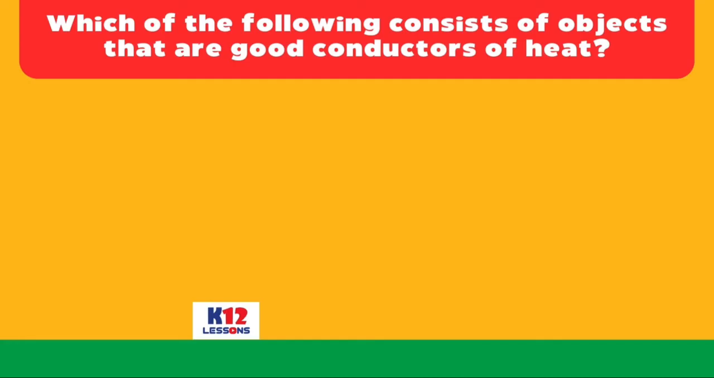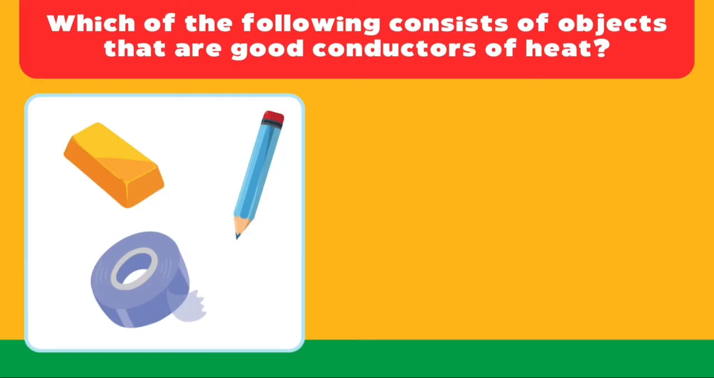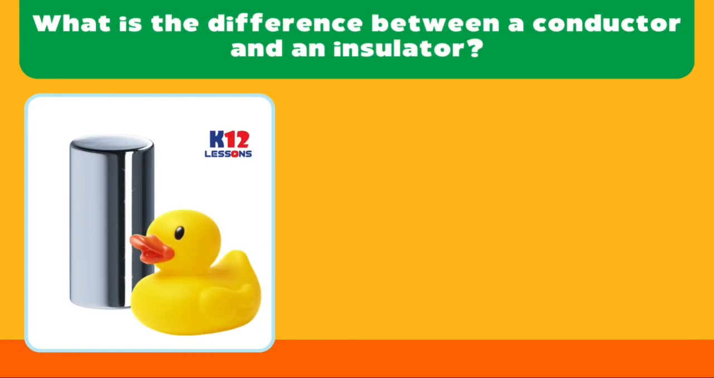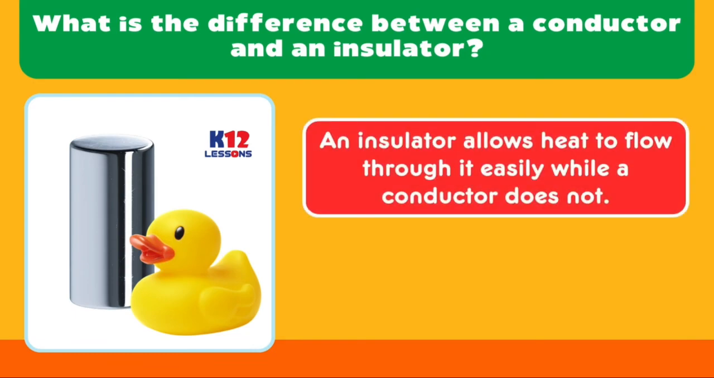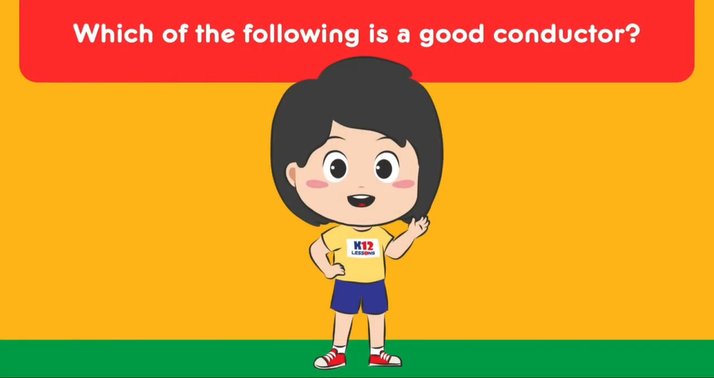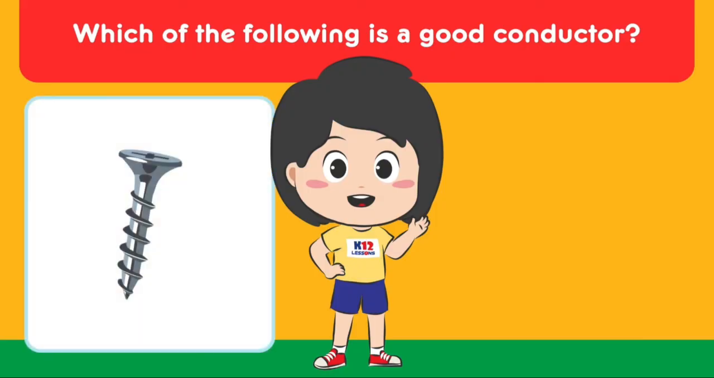Which of the following consists of objects that are good conductors of heat? Gold, pencil, and tape. Iron wire, thumbtacks, and steel ruler. What is the difference between a conductor and an insulator? An insulator allows heat to flow through it easily while a conductor does not. A conductor allows heat to flow through it easily while an insulator does not. Which of the following is a good conductor? Metal. Wood.